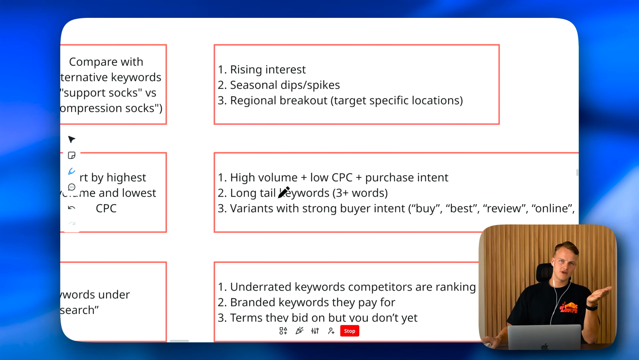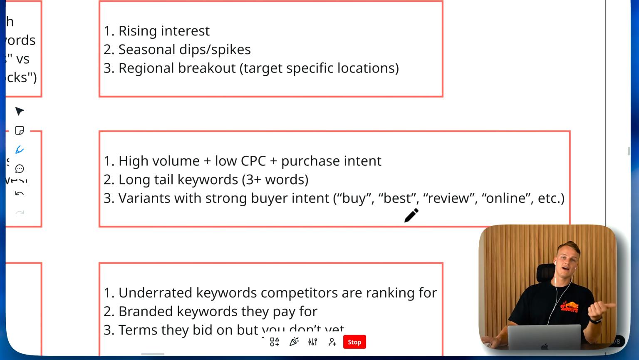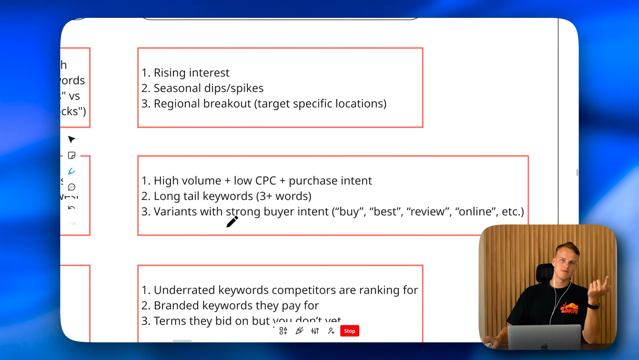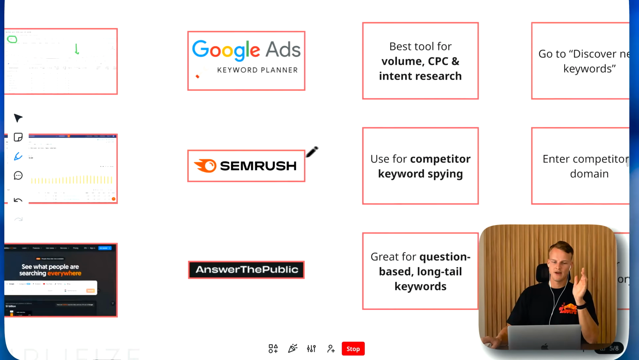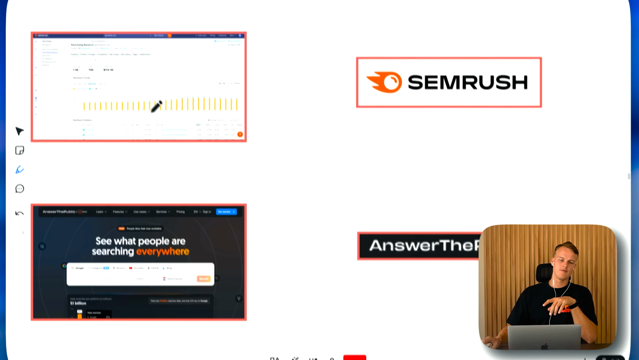Pick some long tail keywords as well, because those are generally lower in CPC and can contain a high ROAS. And you want to use variants with strong buyer intent. So buy certain glasses, best tank top for in the summer, whatever. You get the point. Then when it comes to SEMrush and Answer the Public, those are just tools.